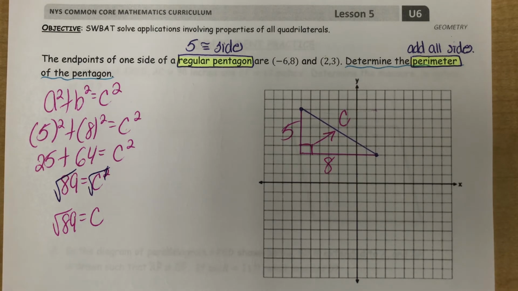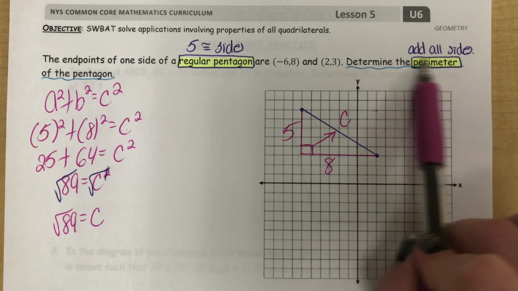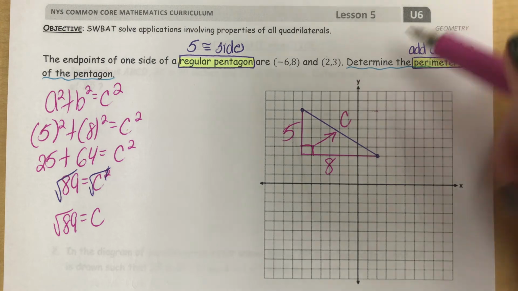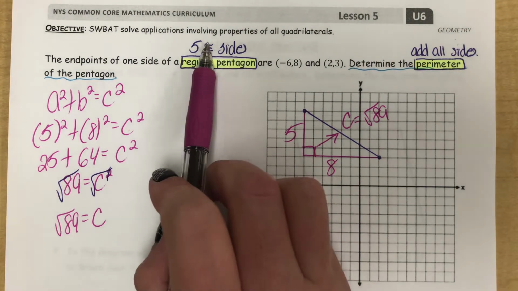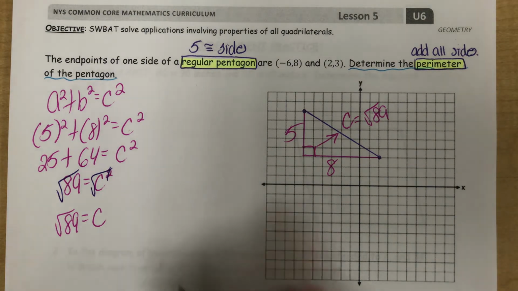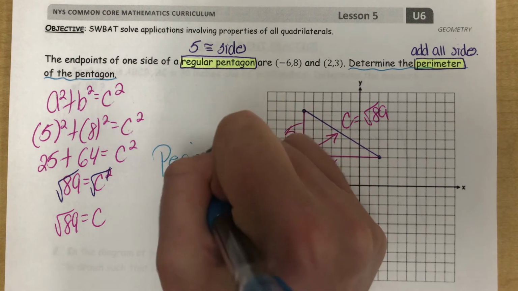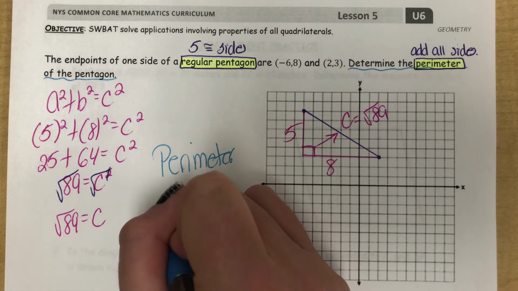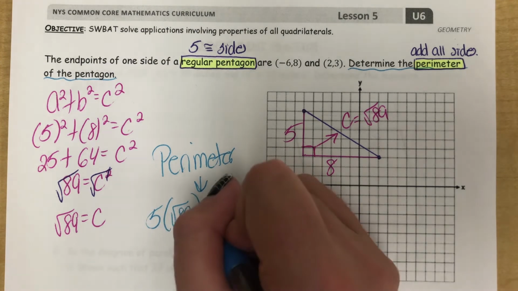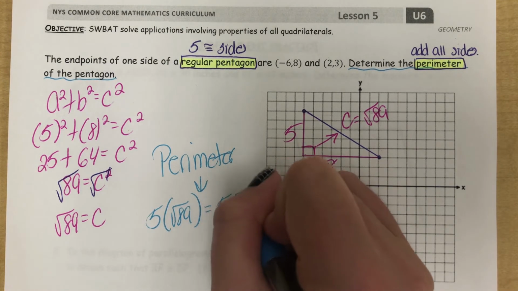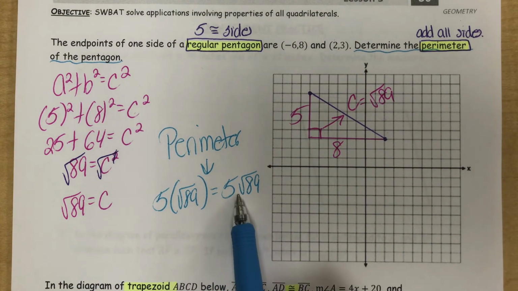But again, you want to reread that question. I want to determine the perimeter of the pentagon. That means I want to add all the sides. This is just the length of one side. It's the square root of 89. But there's 5 equal sides. So again, last step, if I want to find the perimeter, I would do 5 times the square root of 89, right, for all 5 sides. And again, I would just get 5 times the square root of 89, or 5 rad 89, 5 radical 89.